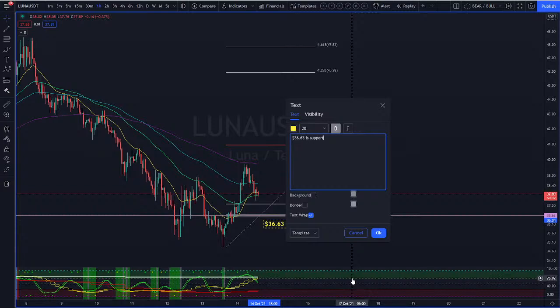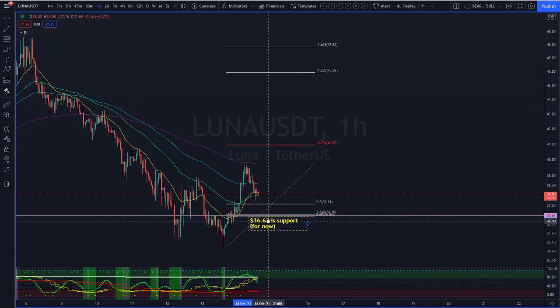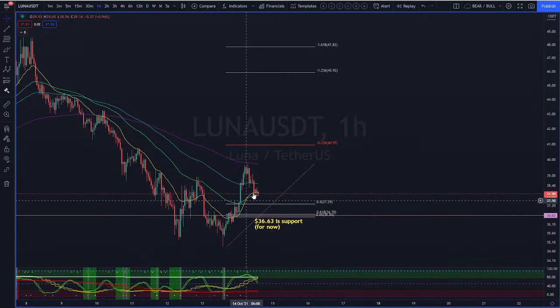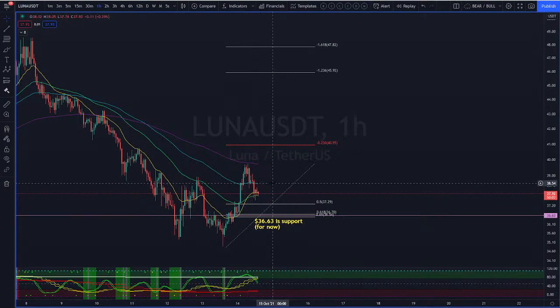36.63 is support for now until it's not. I'm going to put that right there, so maybe we can go back to it later on. All in all, the 21 is above the 55 now, so you do have a little bit of bullish formation on some of the shorter term moving averages. It would ideally get that 21 above the 100, and then of course get that 55 up there. But we do have the 21 in an upward slant. We also have the 55 in an upward slant, so a bullish pose on those. You saw the 100 tried to, and now it's just flat. And the 200 is starting to just kind of flatten itself out.